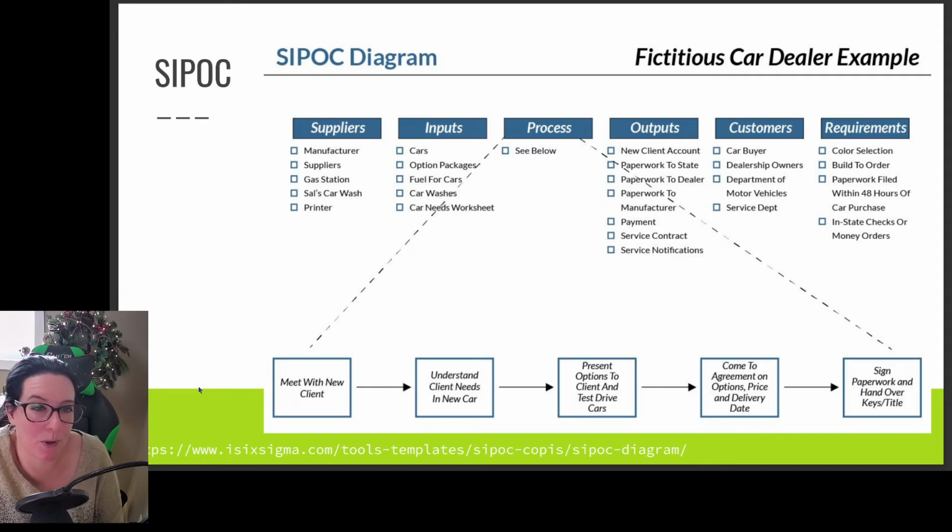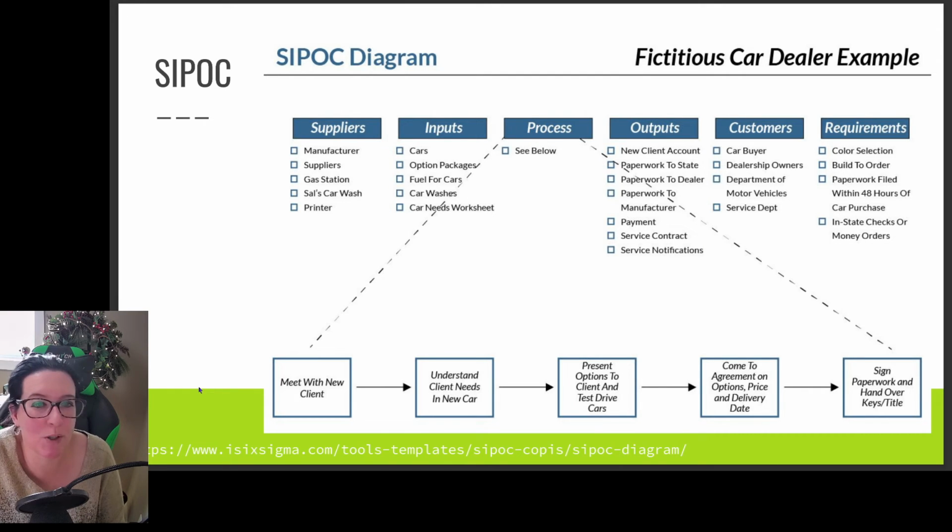Then what's the output? Okay, well, if we negotiate for someone to buy a car, there's going to be a payment. There's going to be some paperwork to show that they are the owner of the vehicle. There's going to be some kind of service contract maybe tied to this agreement. They're going to get oil changes, or maybe there's some additional options packages that they had purchased that need to be changed on the vehicle. And then we have our customers.